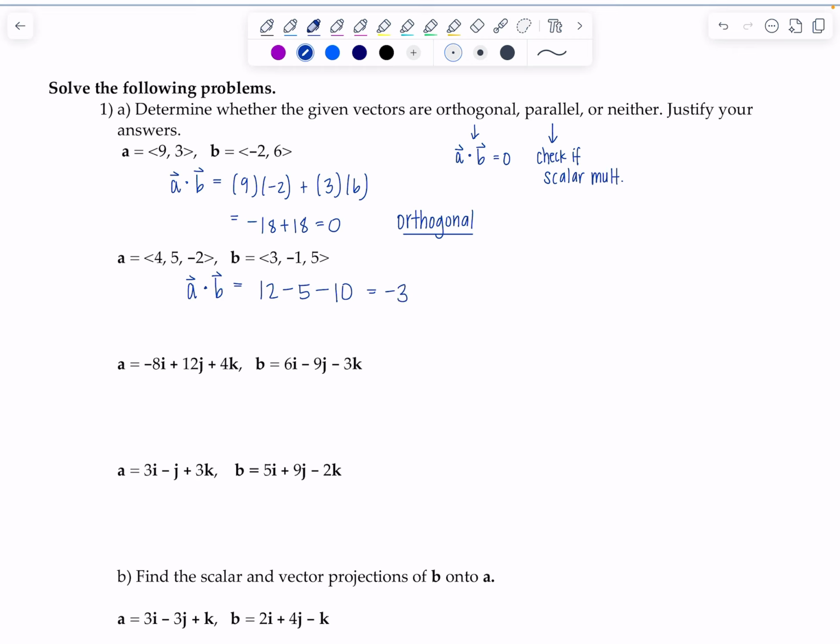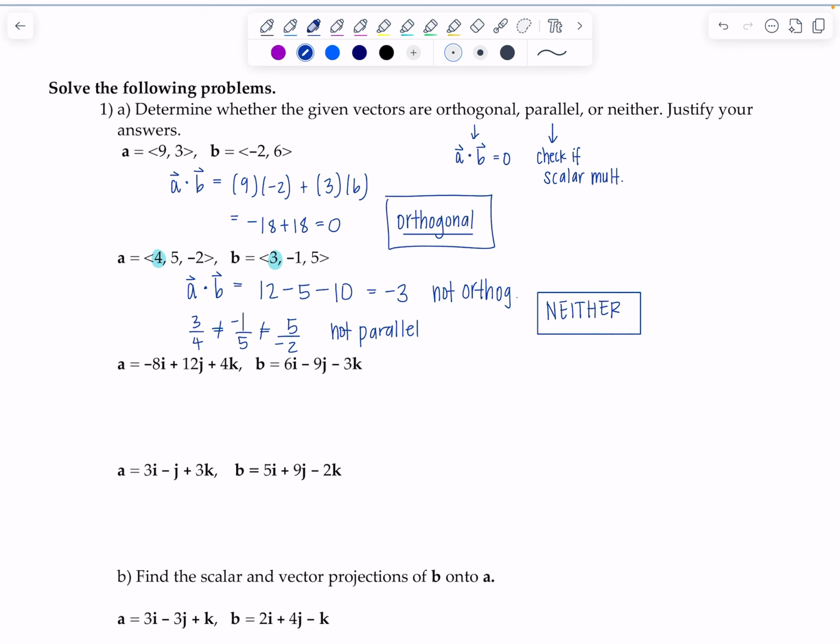In order to check that, you can just mentally do it. You could also just take ratios of the corresponding components. So 3 divided by 4 versus -1 divided by 5 versus 5 over -2. No, we don't have a common ratio. So not parallel, not orthogonal. It's like so much writing, oh my God. Okay, so this is a neither. Neither. Good. Let me box the first one so there's no confusion.